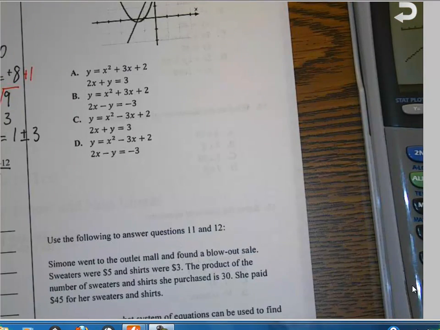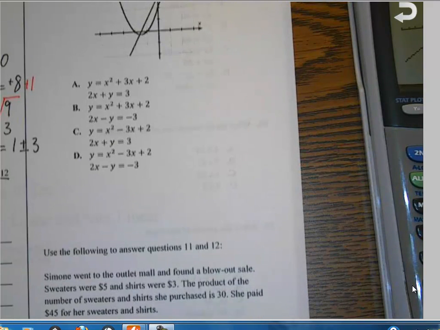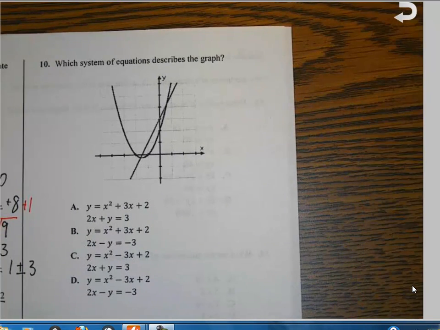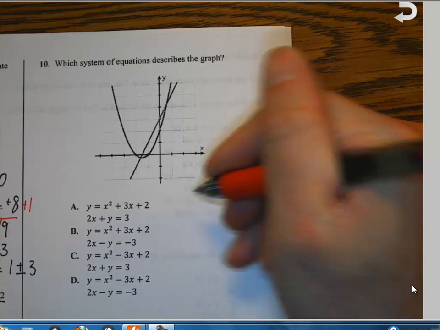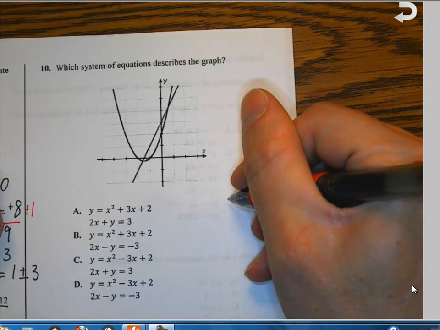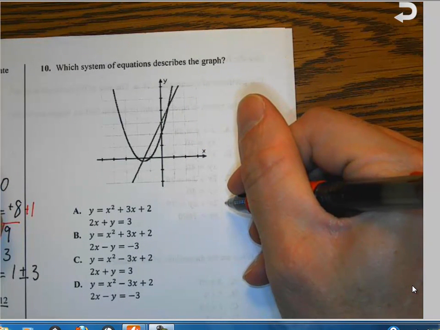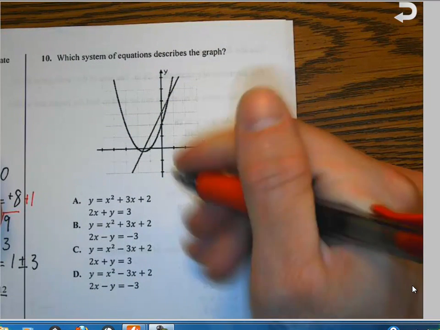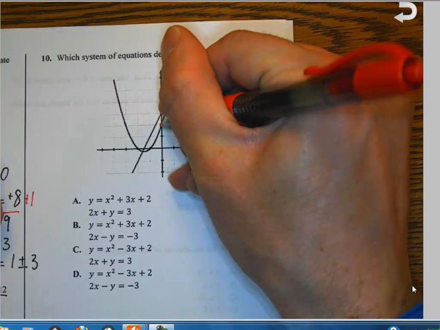Okay. For number 10, it says, which system of equations best describes the graph? Well, here you have a linear equation and you have a quadratic equation. You have a quadratic equation where the constant is 2. That doesn't help you because actually in all of these quadratic equations the constant is 2. We know the constant is 2 because that's the y-intercept.